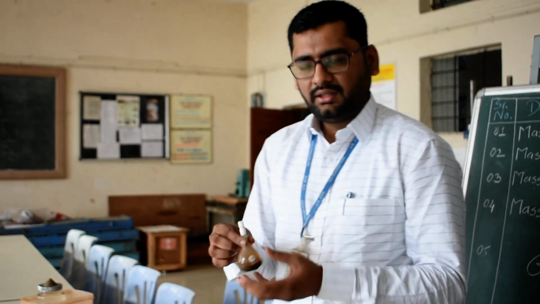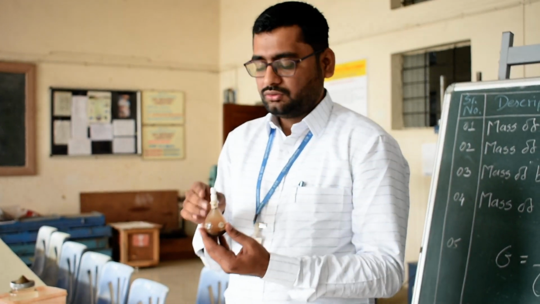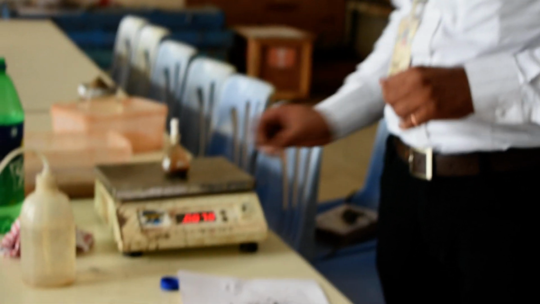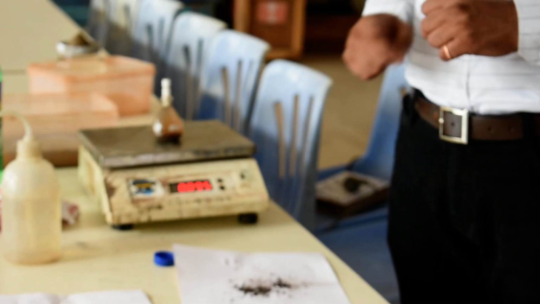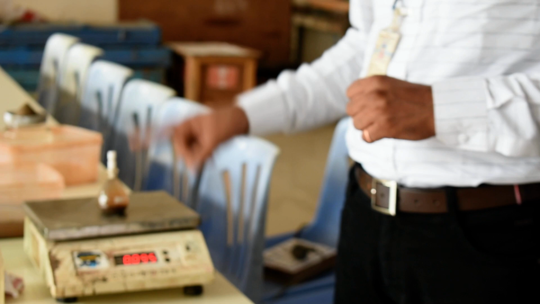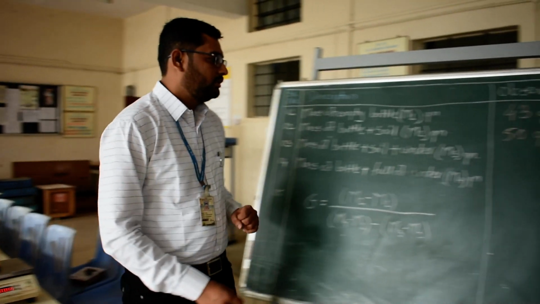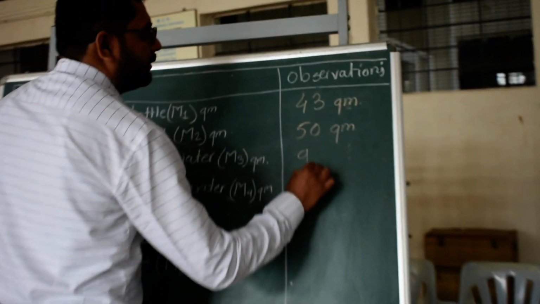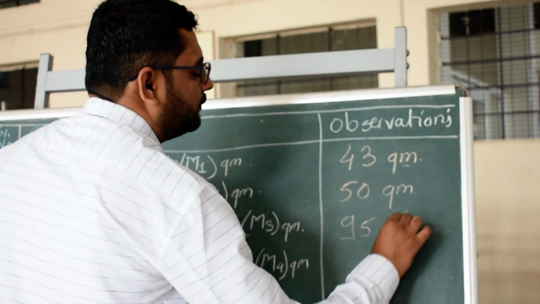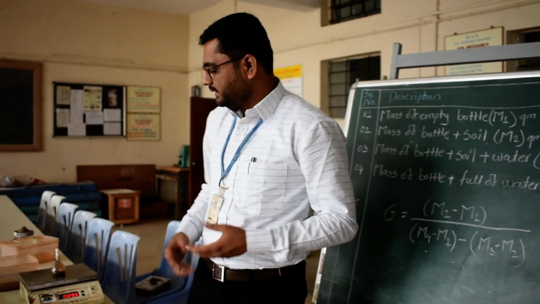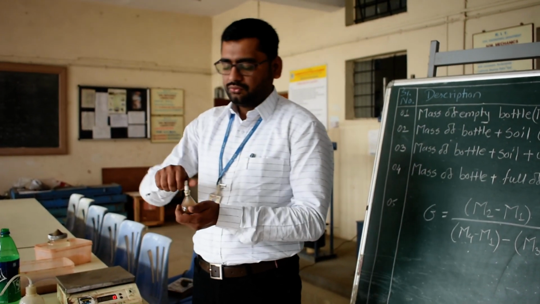Care should be taken that the surface of the bottle should be dry so that it will not get disturbed. So the third observation is mass of bottle plus soil plus full of water, that is 95 gram. So our third observation is 95 gram.